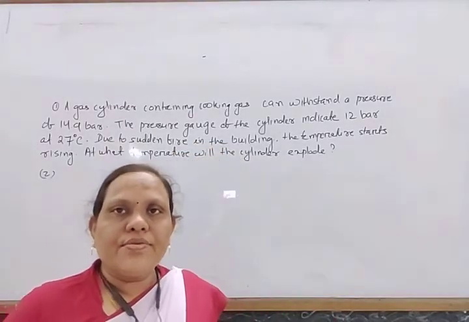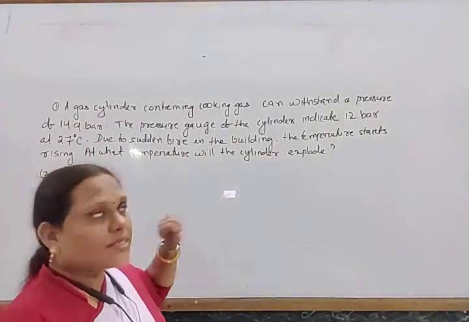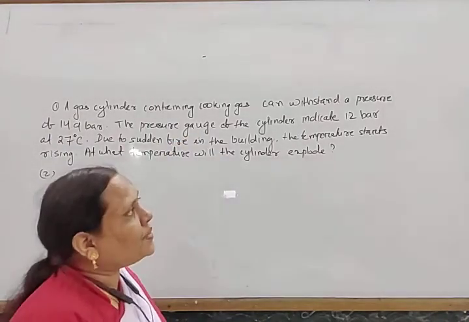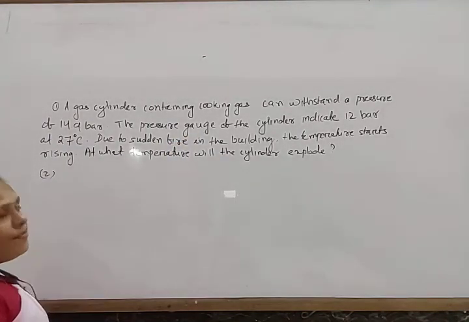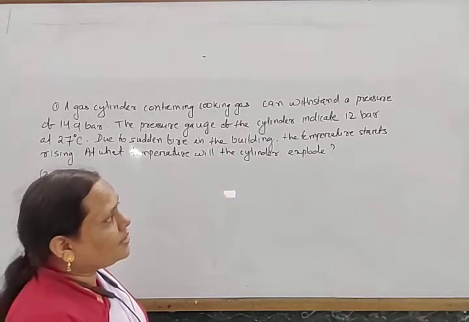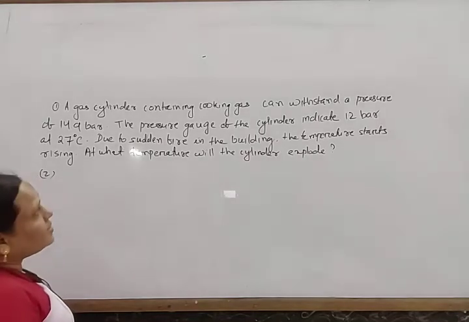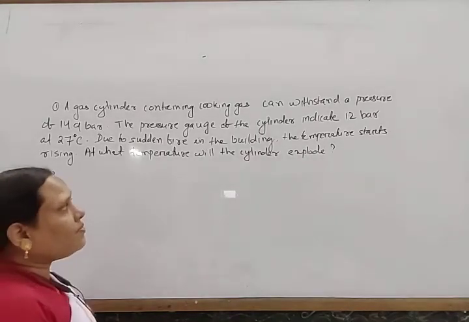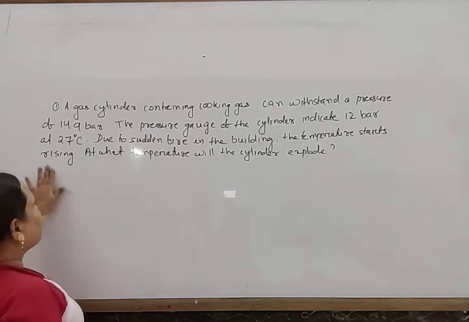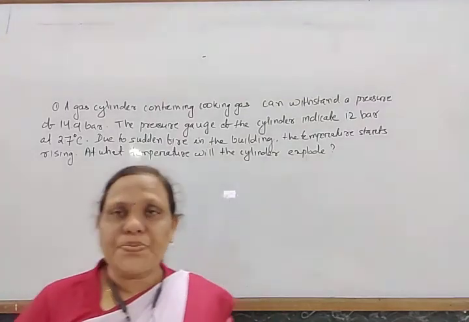Let us solve one problem based on Gay-Lussac's law. A gas cylinder containing cooking gas can withstand a pressure of 14.9 bar. The pressure gauge of the cylinder indicates 12 bar at 27 degrees Celsius. Due to sudden fire in the building, the temperature starts rising. At what temperature will the cylinder explode?